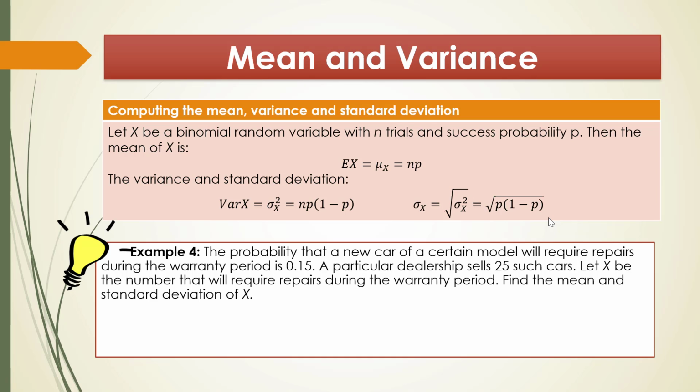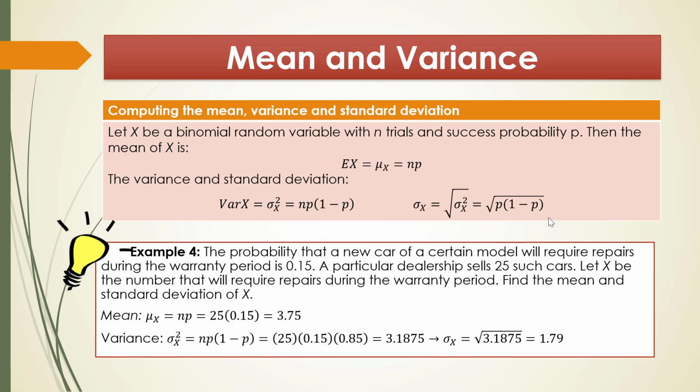So the mean is just n times p. Apply the formula. So we get the mean as 25 times 0.15, which is 3.75. That means among these 25 cars, around 3.75, 3 to 4 cars will require repairs during the warranty period. And the variance, sigma X squared, is n times p times 1 minus p. So 25 times 0.15 times 0.85, the variance should be 3.1875, and the standard deviation should be the square root of the variance. So we get 1.79 for the standard deviation of X.